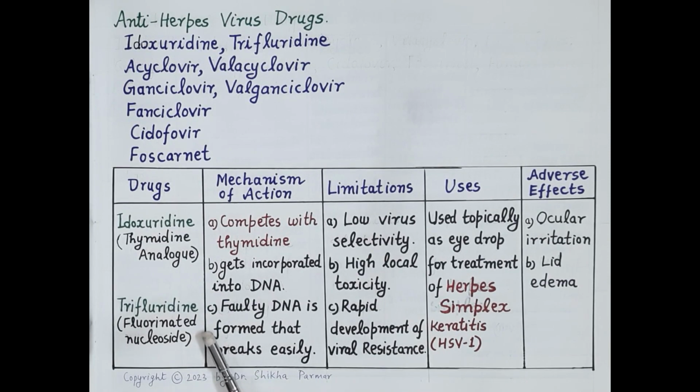So, as their structure is similar to thymidine, both these drugs compete with viral thymidine and they get themselves incorporated in the viral DNA in place of thymidine. And this results in the formation of faulty viral DNA that breaks easily. So these drugs prevent replication of viral DNA and thus herpes virus cannot multiply.